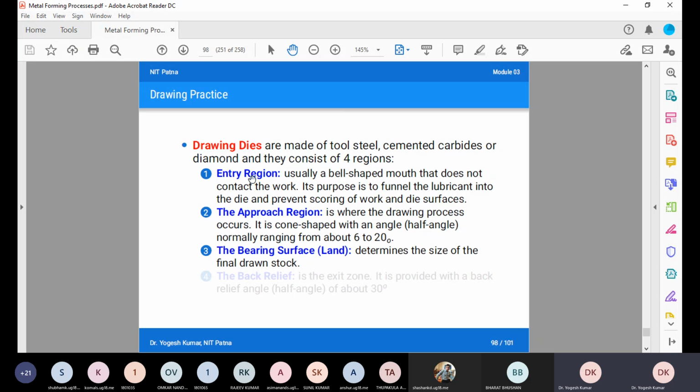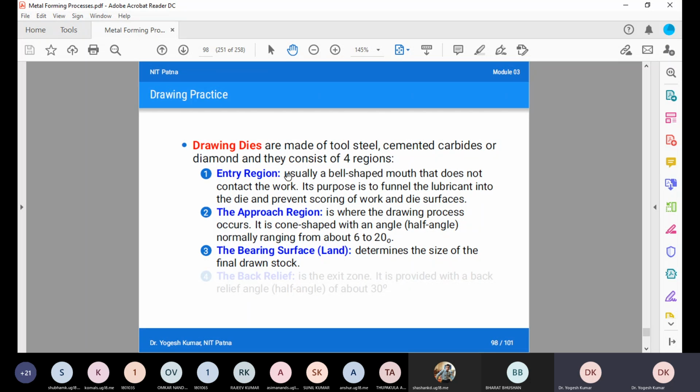First one is your entry region, which is usually a bell-shaped mouth that does not contact the work. You might have seen the bells inside a temple when you visit any temple. There are large bell shapes you might have seen. So your entry region exactly looks like the shape of the bell which you might have seen in temples.